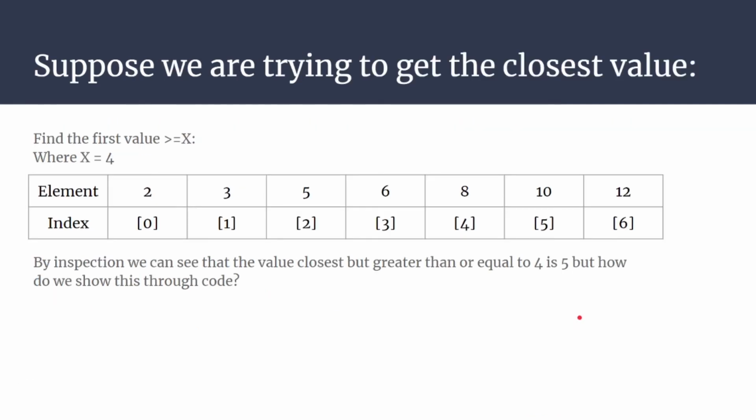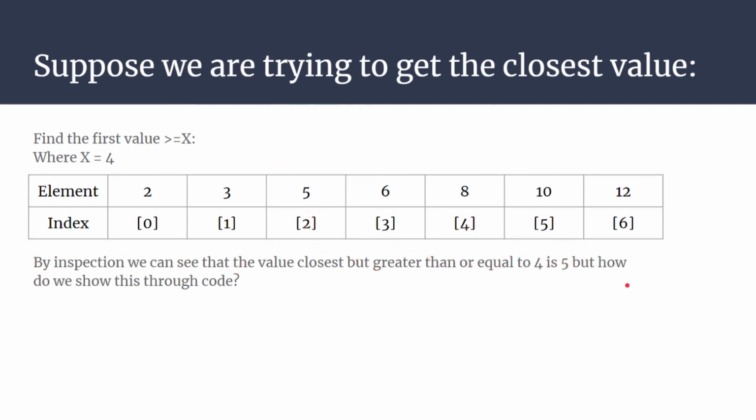So suppose we are trying to get the closest value. Find the first value which is greater than or equal to x. In this case, x is equal to 4. Just by looking at this array that we're given right here, if we're trying to find the value of 4 or something greater, basically our closest value to 4, it's obvious that we can just choose 5 right here. So by inspection, we know that it's 5.